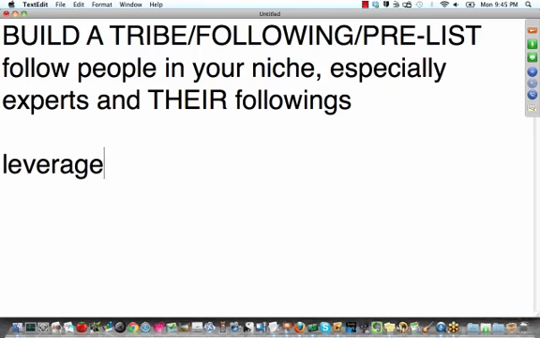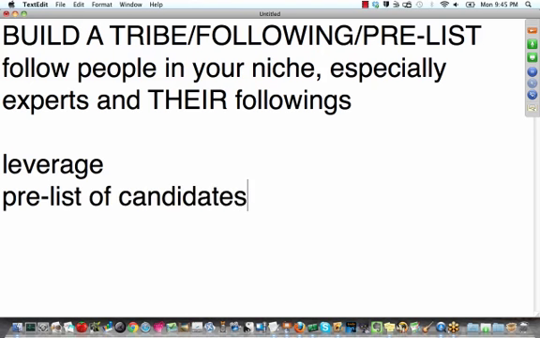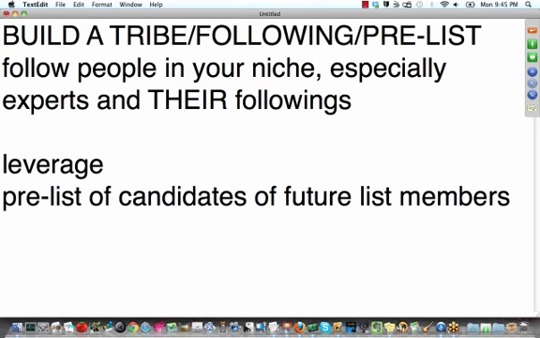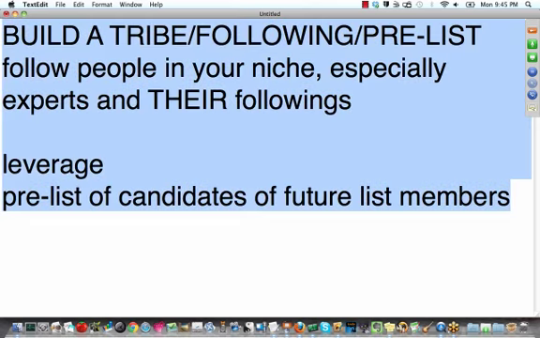It's not necessarily a list, but it's a pre-list. That means these are good candidates of people that may join your list. I'll call these candidates of future list members, right? And that's fine. So now you actually have 3 levels, or 3 tiers, if you will.